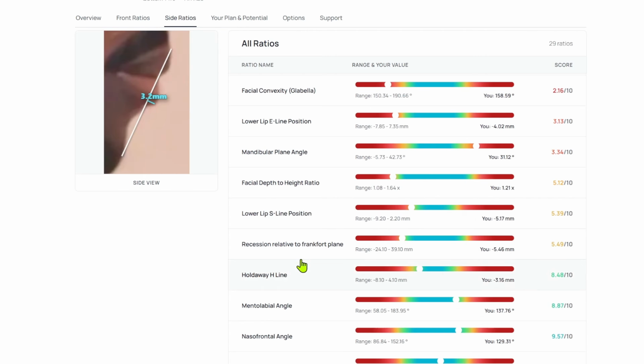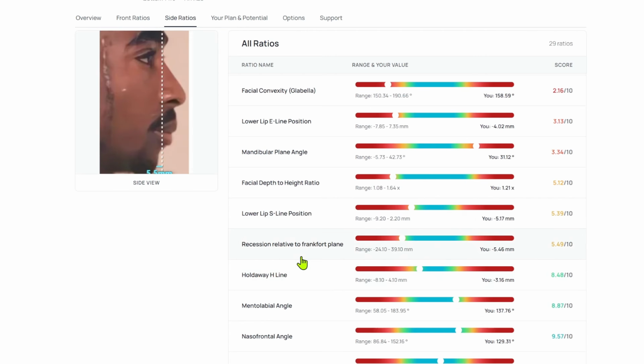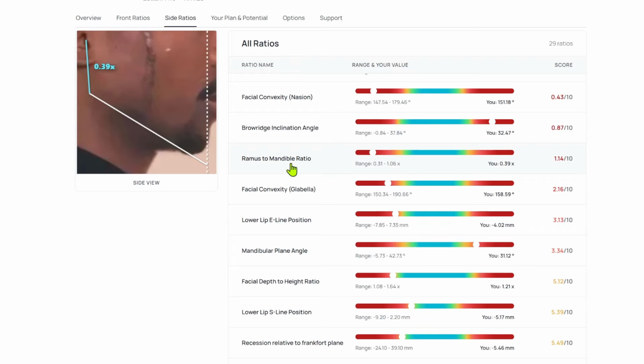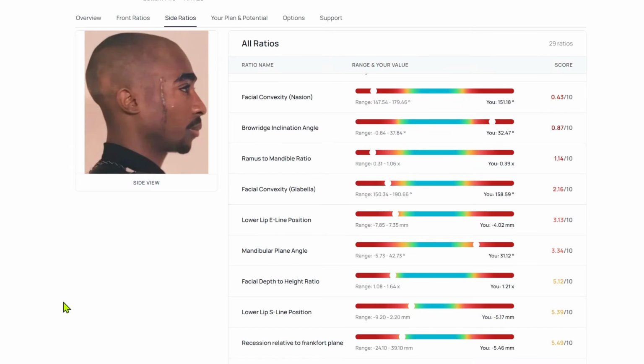His recession relative to Frankfurt plane, 5.49 out of 10. Yeah, these are pretty rough. Ramus to mandible, again, is just like, it just doesn't. I honestly feel depleted looking at this face. It's hard. Like, I'm going to have to look at some high tier side profiles after this.